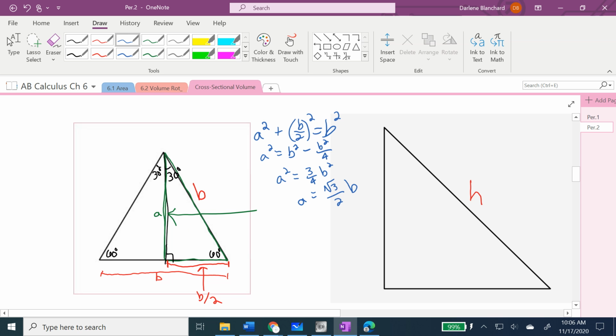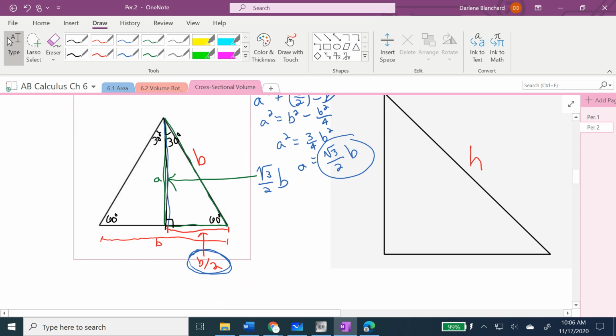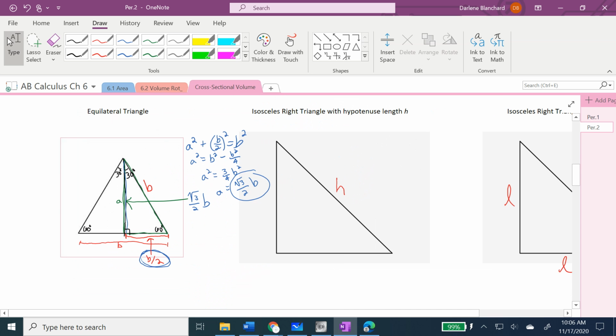Now, do you remember that to go from the length of the side across from 30 to the length of the side across from 60, you multiply this length across 30 by root 3. That creates this number. So now, what is the area formula of an equilateral triangle?